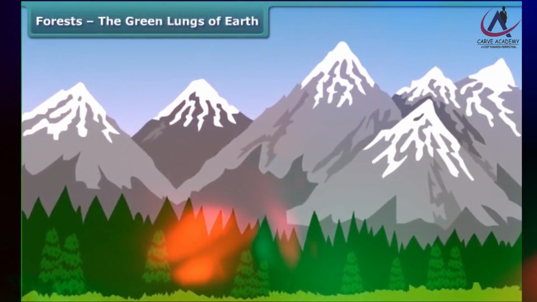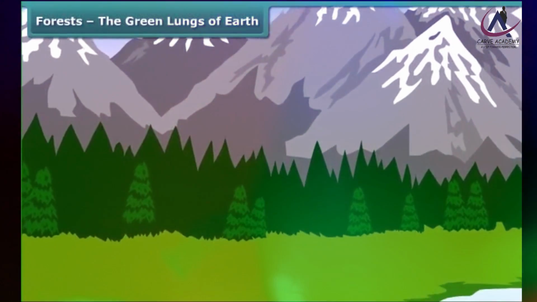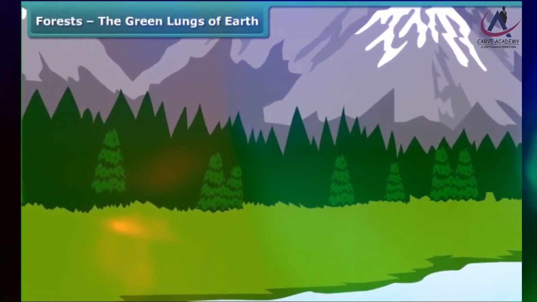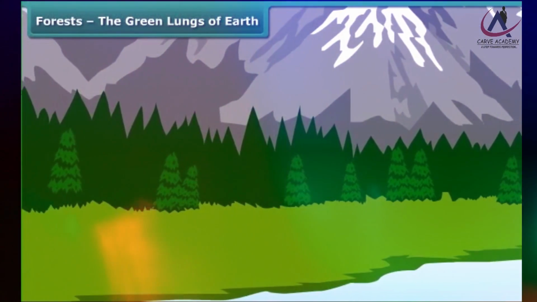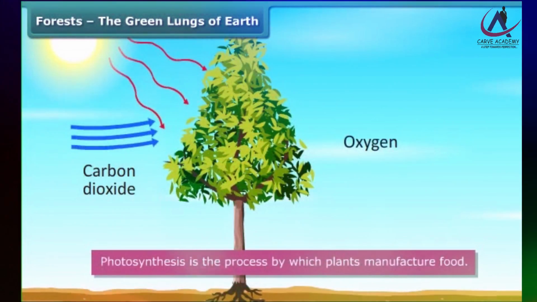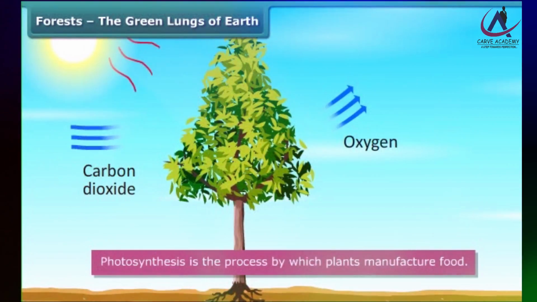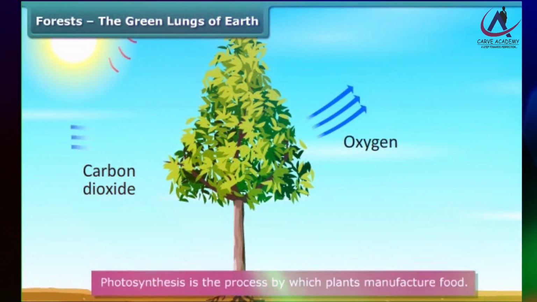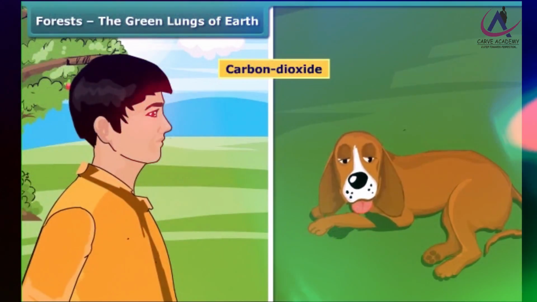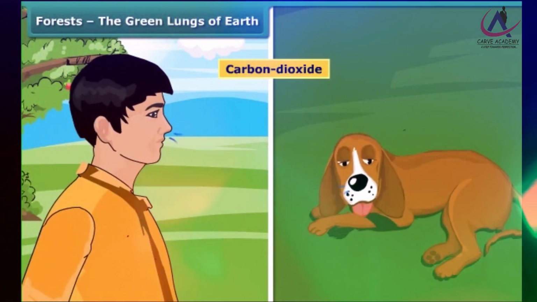Hills have dense forests. Forests maintain the balance of oxygen and carbon dioxide in the atmosphere through photosynthesis. Photosynthesis is the process by which plants manufacture food. In this process, plant leaves use the light from the sun to synthesize food from carbon dioxide and water. Carbon dioxide is released by human beings and animals.